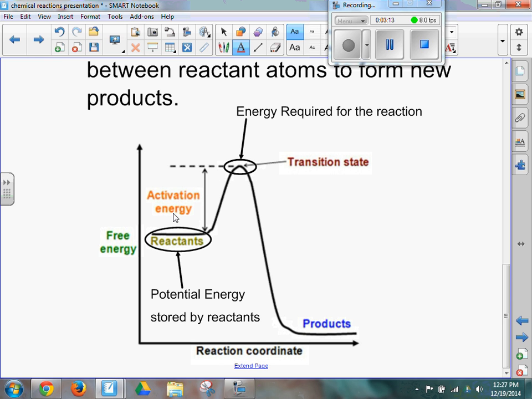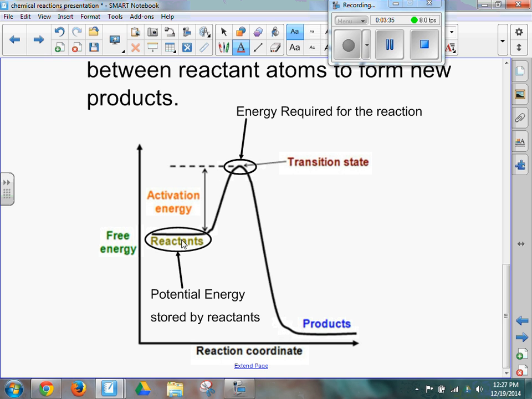You can see the term activation energy again is the minimum energy required for a reaction to occur. All right, this circle right here talks about the energy required for the reaction to actually take place. So in this case, this point right here, this transition state that it's pointing to, this is the energy required for the reaction to take place.